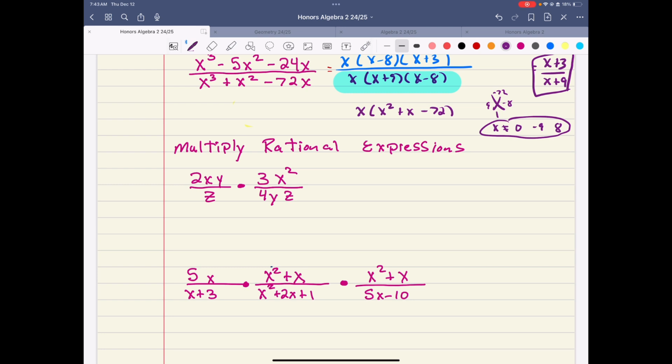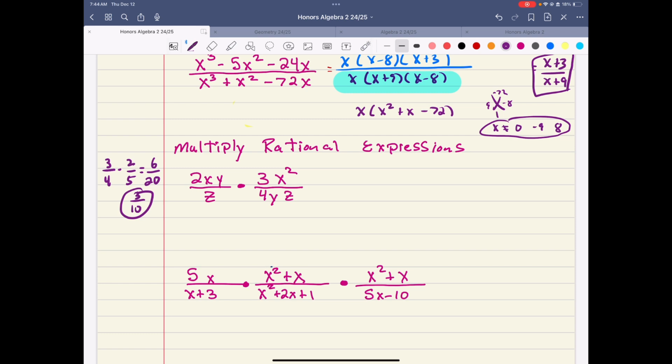Anyway, what my teacher told me is that if I have something like 3/4 times 2/5, multiplying fractions is no problem. Take the top times the top and the bottom times the bottom, and then reduce afterwards. 2 goes into both of those, so we get 3/10 as our solution. So when you multiply rational expressions, which are just a form of a fraction, we take the top times the top and the bottom times the bottom.